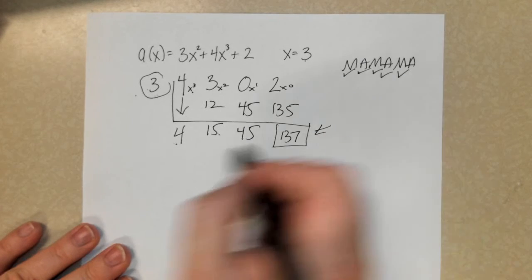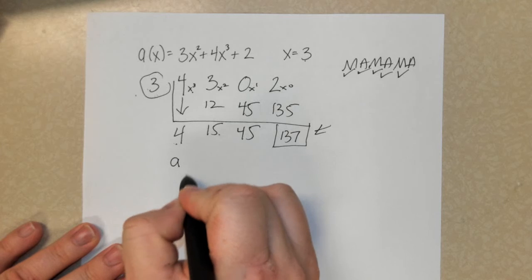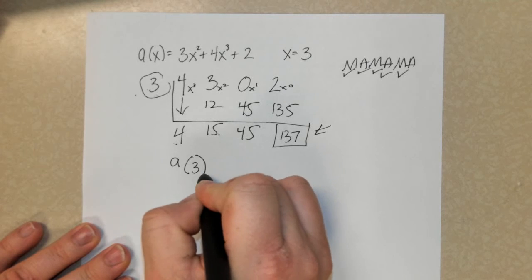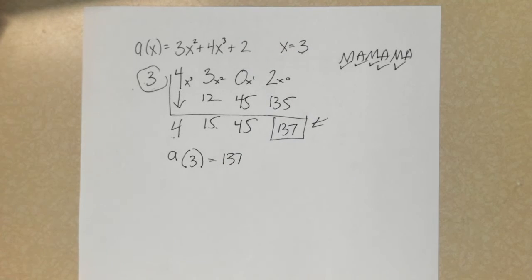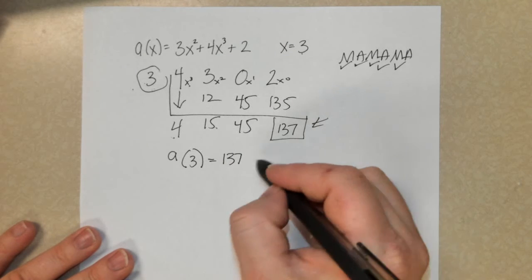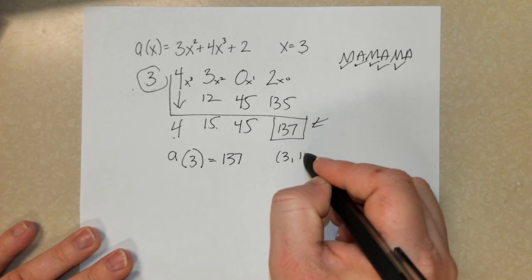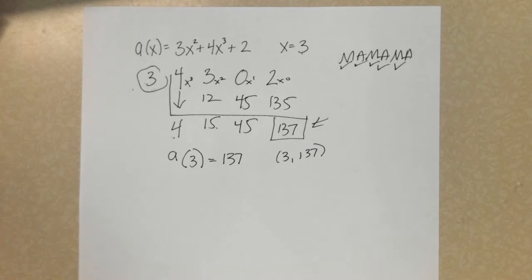What does this mean? It means for function A, when I substitute in a value of 3, I get an output of 137. It also means that on a graph, if I went and found the ordered pair (3, 137), it would be a point on the graph of the polynomial.